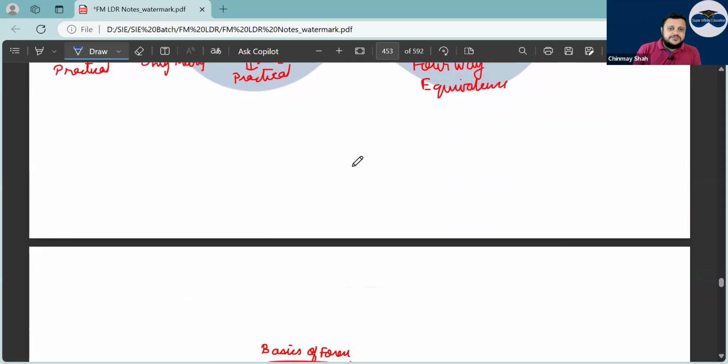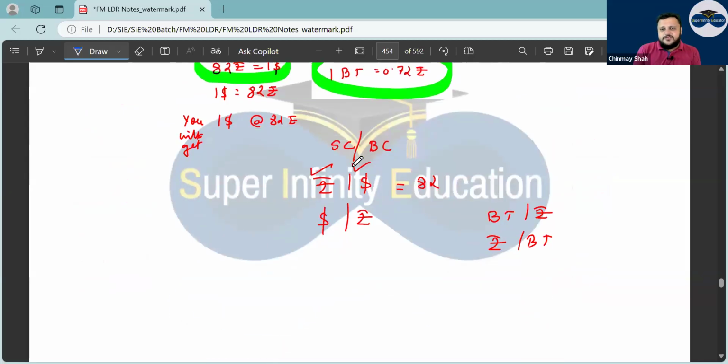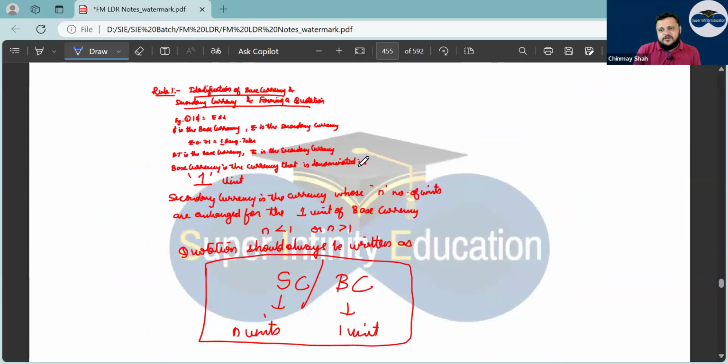So first, the most important part is basics of what? Forex. So basics of Forex, you have 4 or 5 rules, correct? Rule 1 is what? First, writing or identifying the quote, correct? Converting the quote into secondary currency by base currency, correct? Secondary currency is what? Tell me. What is secondary currency?